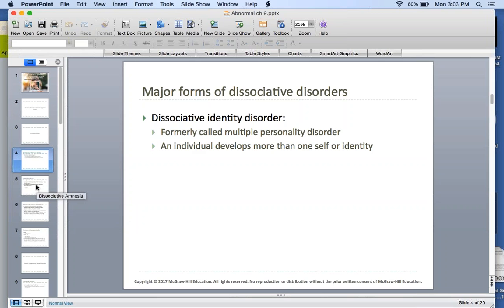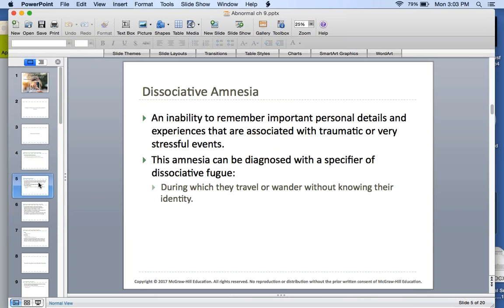Okay. So within this, we're going to talk about a couple other things within the dissociative disorders. Dissociative amnesia. Okay, this is when somebody has an inability all of a sudden. Okay, so it's not a dementia. With a dementia, they would slowly lose the ability to remember. Amnesia would be all of a sudden an inability to remember important personal details and important personal experiences that are associated with a traumatic or very stressful life event.